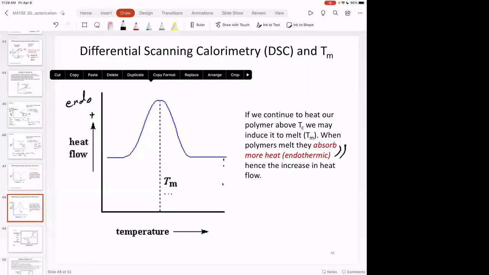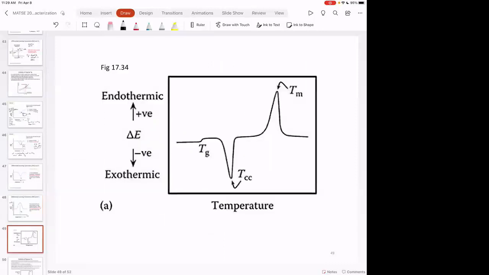And remember, out here is some theoretical TM0. So TM can be close to TM0, but it can't be above it. All right. So what a real DSC thermogram looks like is something like this.